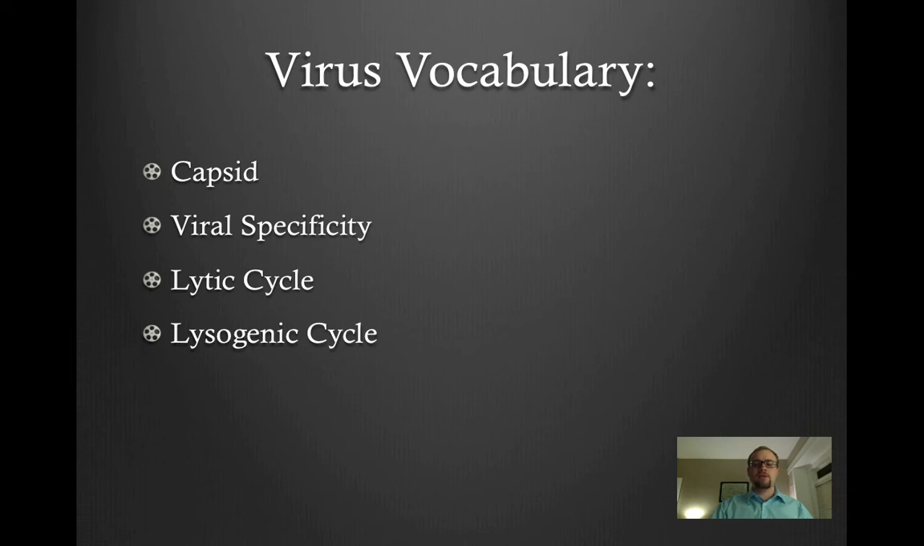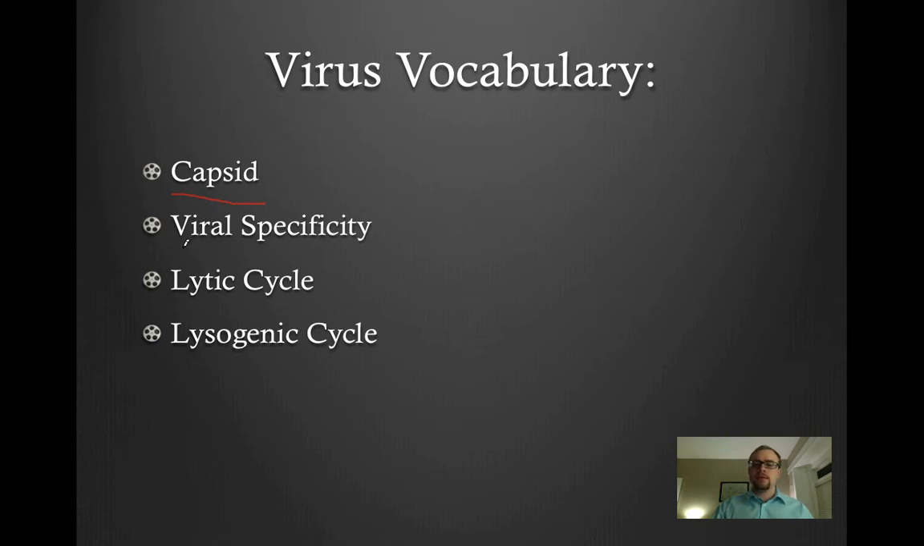Going to talk a bit about virus vocabulary. So I'm just going to go over some terms that are going to be useful for the rest of the video. So a capsid. We're going to be talking a bit about a capsid. And a capsid is just a protein protective layer that surrounds the genetic material of the virus. So made of proteins, and it's basically just protecting that genetic material.